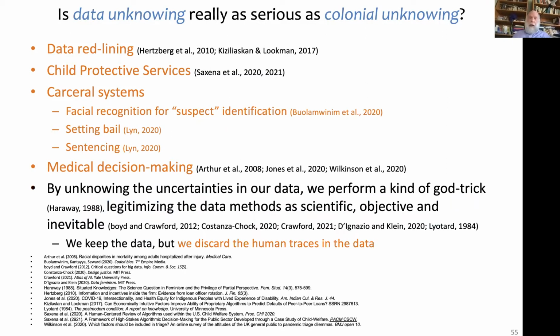And so by unknowing the uncertainties in our data, by forgetting all of those human decisions and all of those human changes that we made in our data, changes that we typically don't record, unlike in the API example where it's reversible, we perform a kind of God trick. We legitimize the data methods as scientific, objective, inevitable. We keep the data, but we discard most of or all of the human traces in the data. And then the data looks so nice, and the model looks so nice, and the deployed system looks so nice, and it does these highlighted things which hurt people.